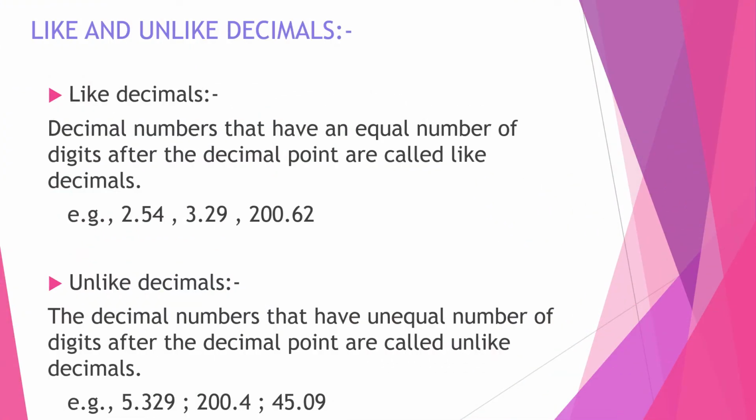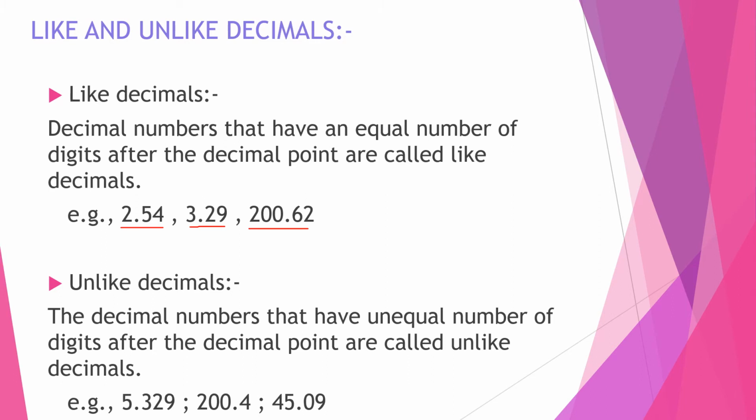Okay students, now we'll see some types of decimals, that are like and unlike decimals. So what do you think? What are like decimals? See here, from these examples you can understand. Here I have written 2.54, then 3.29 and then 200.62. If you observe these three examples neatly, after the decimal point, how many decimal places are there? Each and every example has two decimal places, right? So like decimals means decimal numbers that have an equal number of digits after the decimal point. Got it? These are said to be like decimals.